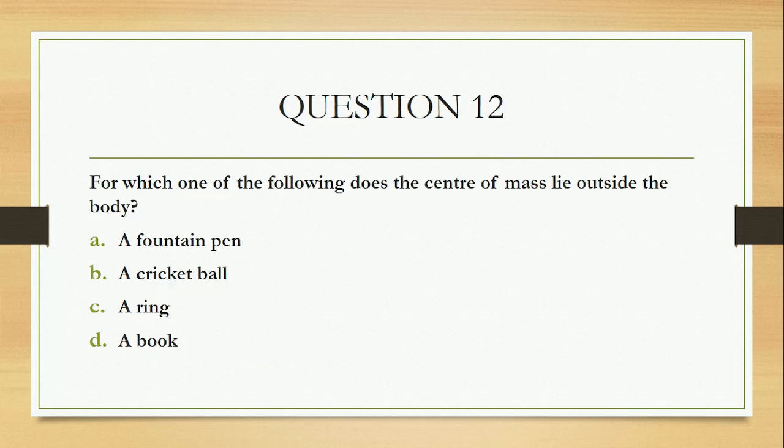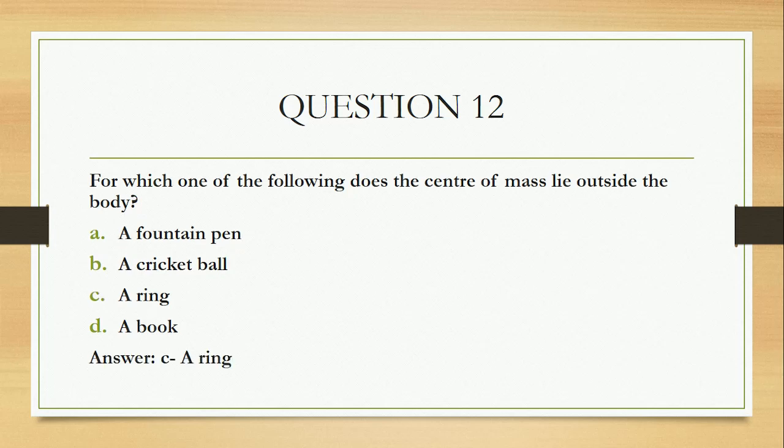Our next question is, for which one of the following does the center of mass lie outside the body? Option A, a fountain pen, option B, a cricket ball, option C, a ring, या फिर option D, a book. And the correct option is option C, a ring.